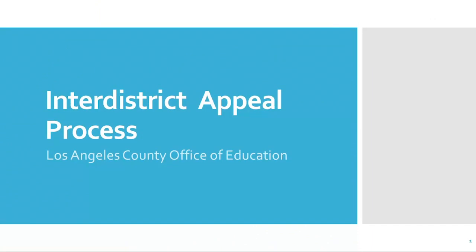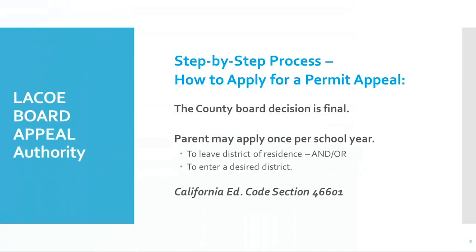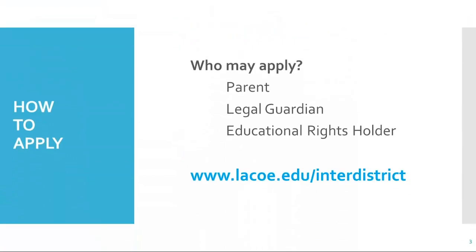This video is designed to help parents better understand the Interdistrict Attendance Appeal process. The law states you may appeal to the county when districts deny a child the ability to leave or to enter another district. The county board decision is final. You must be a parent, guardian, or holder of education rights to legally submit an appeal. The forms can be found on the Interdistrict webpage located at the address on the screen.